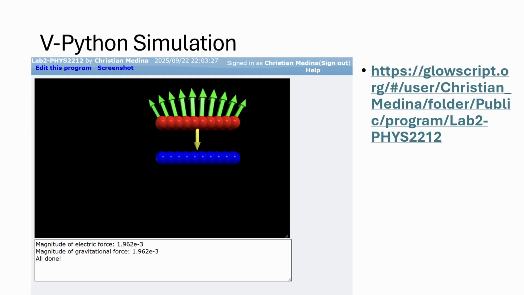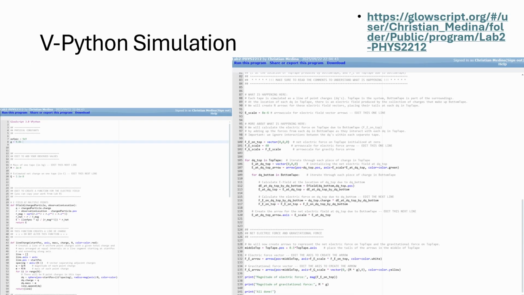Your VPython simulation here shows the electric force in green, your downward gravitational force, and then the other force is hidden up here, but it's your electric force pushing away. This is the VPython code.